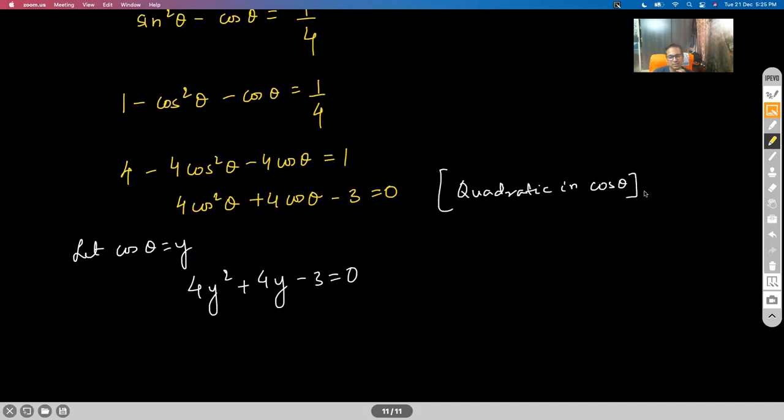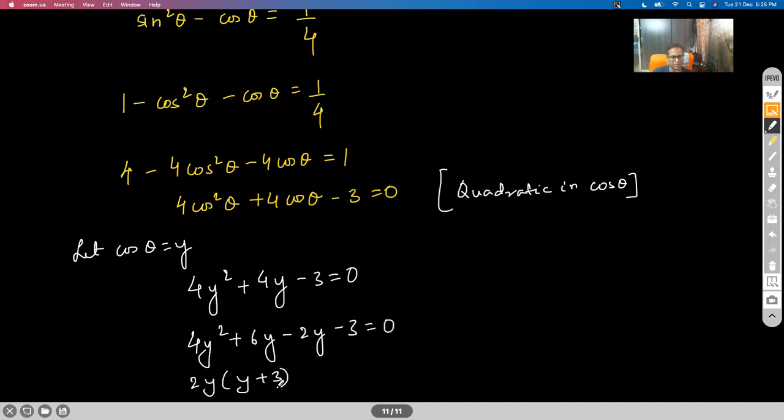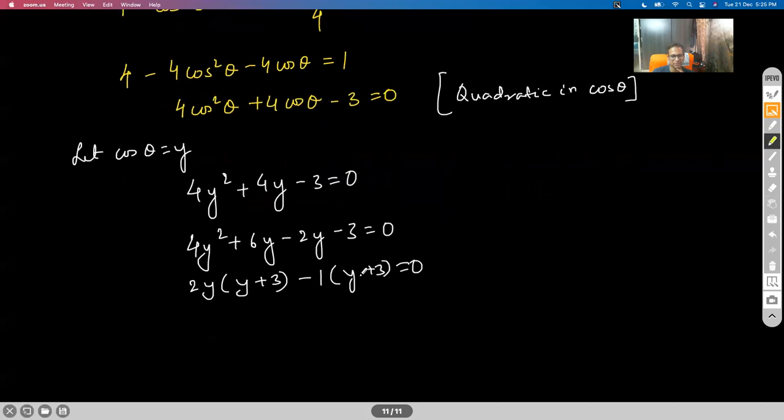Is it fine? Can we factorize this? I think so. We can easily factorize this. Take 2y common, y plus 3, and I think take a minus 1 common, y plus 3 equal to 0. So this is easily factorizable as 2y minus 1 times y plus 3 equal to 0. Now put your cos theta back.